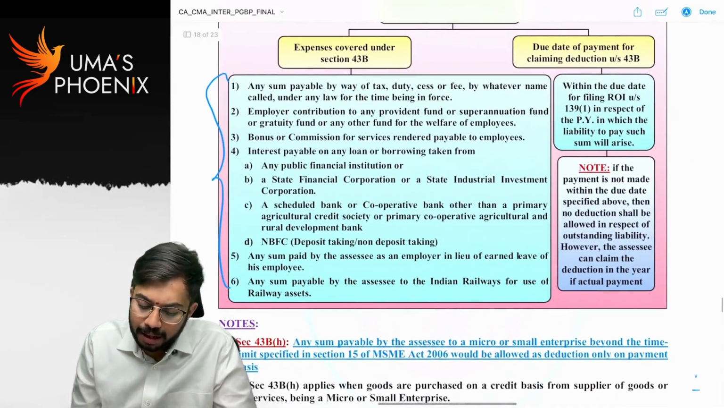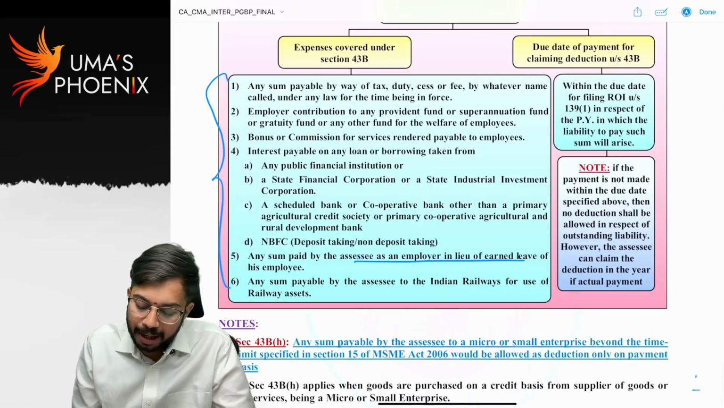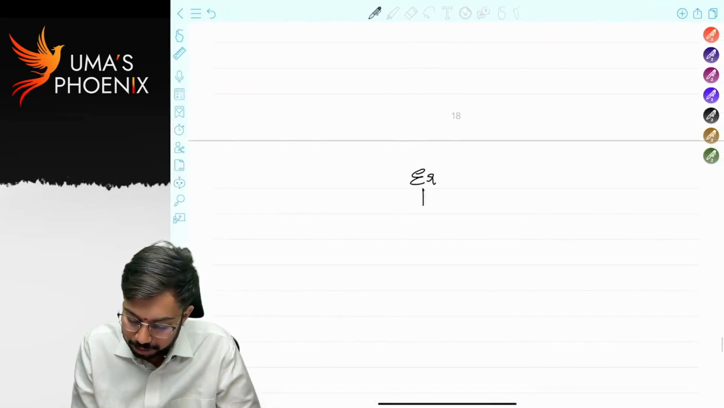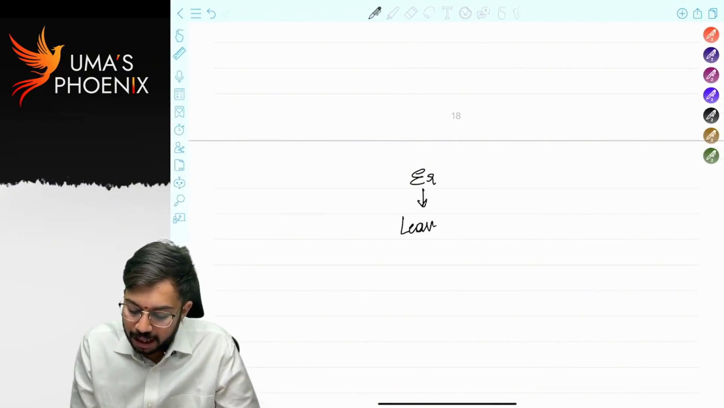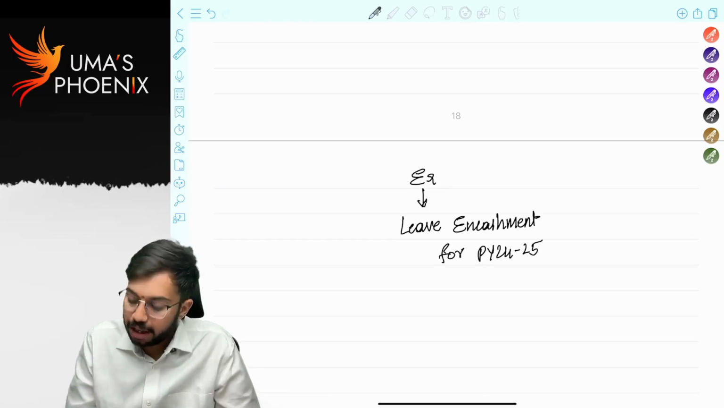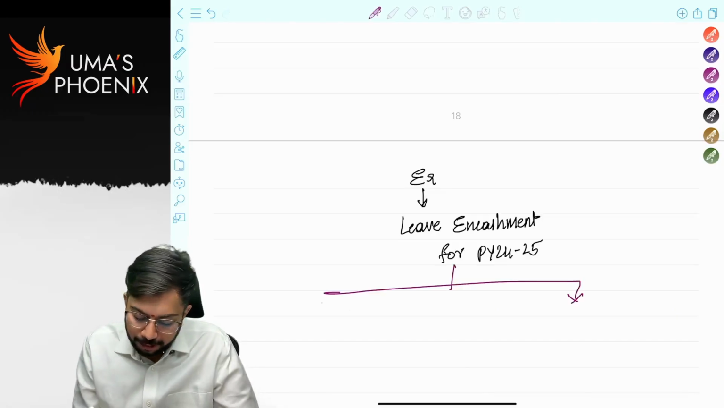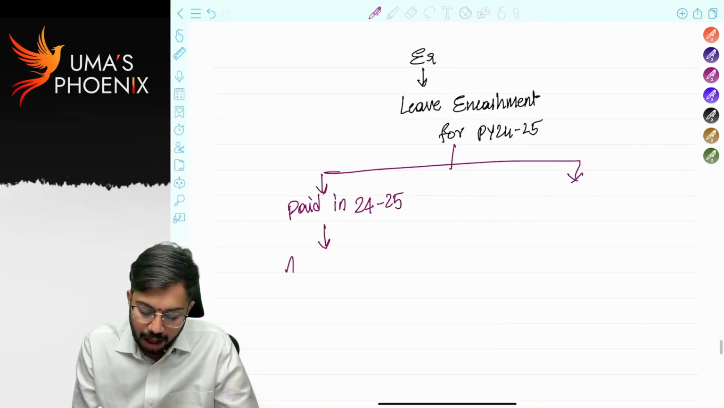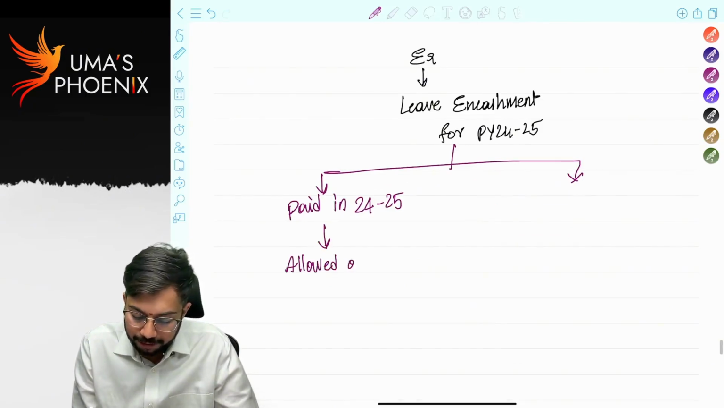One of the payments covered is leave encashment. Any sum paid by an SSC as an employer in lieu of earned leave of his employee. So, the employer is paying leave encashment for previous year 24-25. If this leave encashment is paid in 24-25, then allowed as deduction in 24-25.